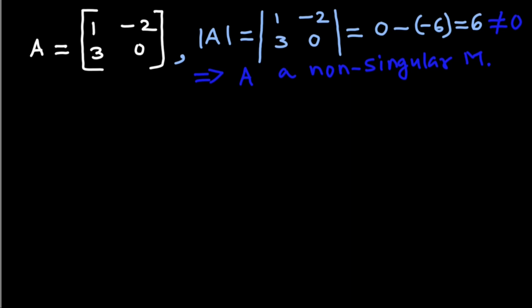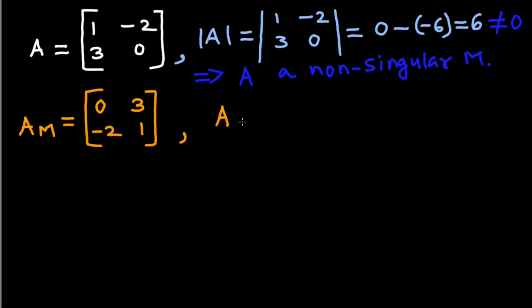For that, first let us find out the matrix of the minors of matrix A. We will not get into the details of finding the minors of a 2 by 2 matrix. We will directly write the values of the minors. So the matrix of the minors will be 0, 3, minus 2, 1. We will give proper signs to these minors and we will write the cofactor matrix of A. So let us first write the proper signs.